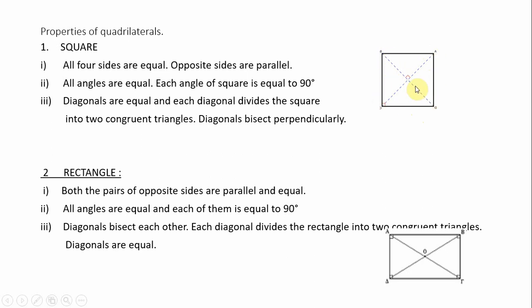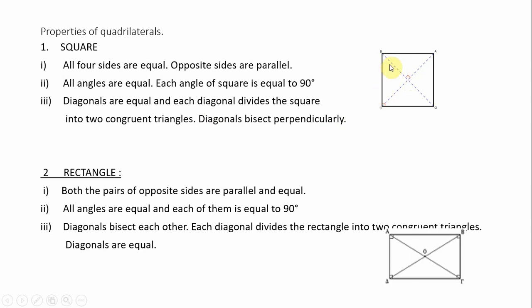Similarly, if you take this diagonal into consideration, then this is one triangle and this is another triangle. It divides it into 2 congruent triangles. Congruent means what? They are equal in size and shape. And the last one is diagonals bisect perpendicularly. Perpendicularly means what? At the point of intersection, 90 degrees will be there. Understand?